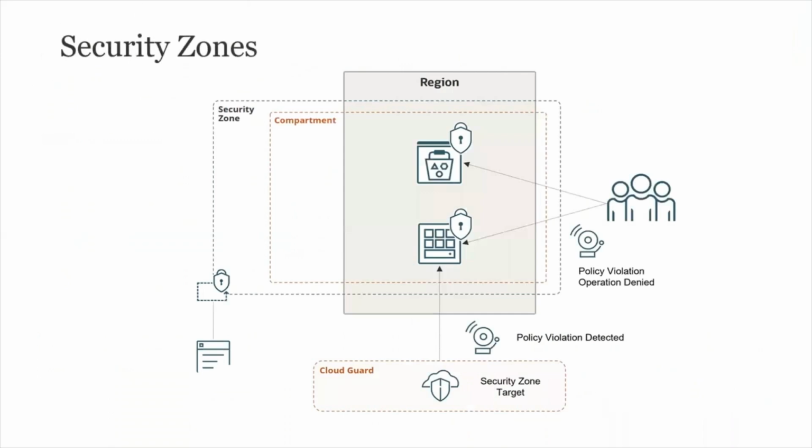And we cover security zone in the theory lesson. We also have a demo on this. So you can see here, basically you have a compartment that gets associated with a security zone. And then there is a recipe which contains policies, and any policy violation which happens as part of that recipe gets flagged and the operation gets denied. And security zone basically leverages CloudGuard for continuously monitoring your cloud environment.